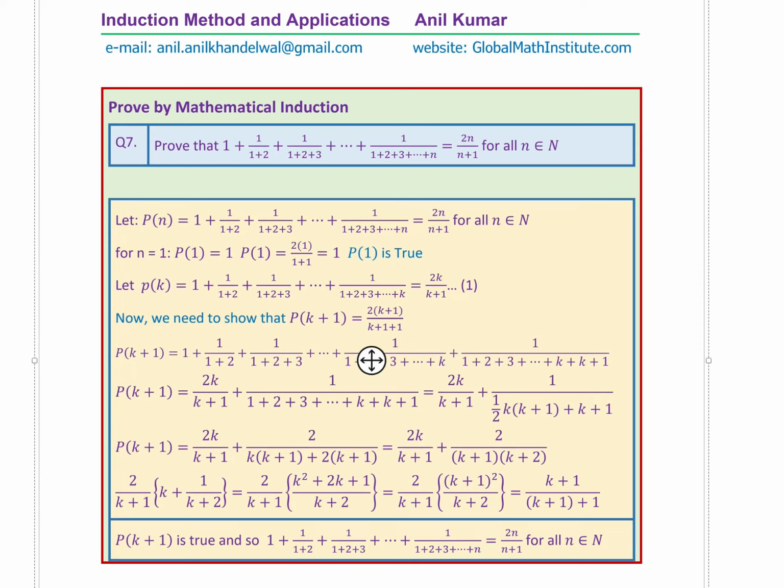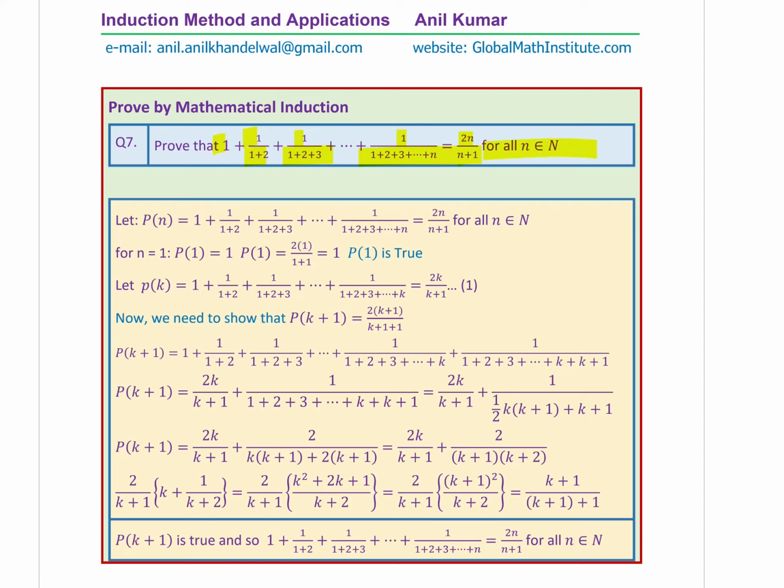Now again we have a reciprocal function, but this time as a sum. So now we are saying 1 plus 1 over 1 plus 2, 1 over 1 plus 2 plus 3, and so on till 1 plus 1 plus 2 plus 3 plus 4 till n should be equal to what? 2n over n plus 1 is what we are expecting for all natural numbers.